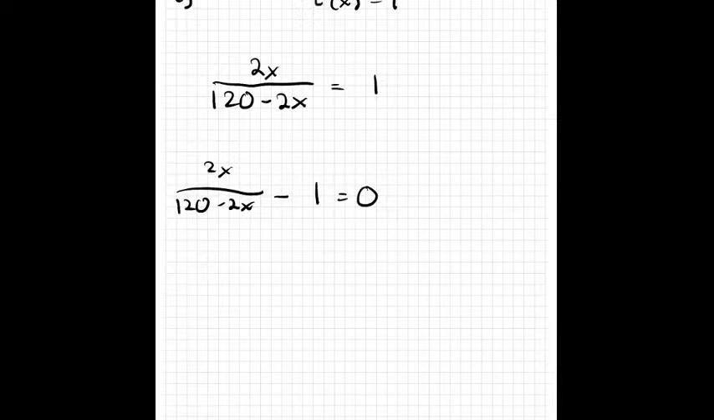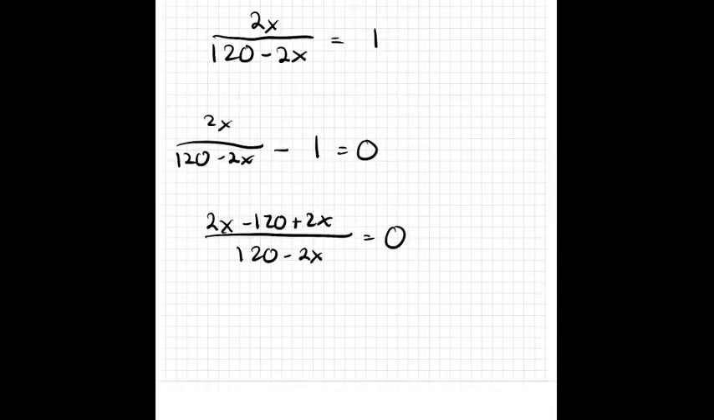2x minus 120 plus 2x over 120 minus 2x, all right? So if you get a common denominator, both the top and the bottom are the 120 minus 2x. You distribute the negative, you get something like this, equal to 0. We combine like terms. On top, we're going to have 4x minus 120. On bottom, we're going to have 120 minus 2x equals 0. And again, this fraction is only going to be 0 when the numerator is 0, right? We could find an x that makes the denominator 0, but that's going to make the thing undefined. So we really only need to set the numerator equal to 0.